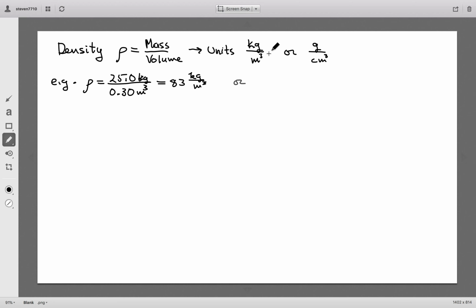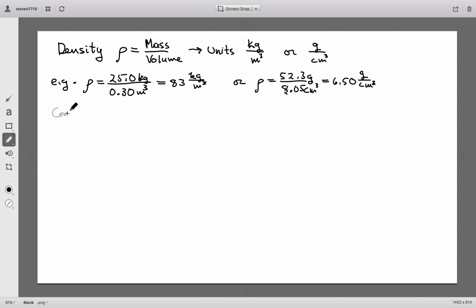Similarly, if we had an object, let's say it was 52.3 grams, three significant figures here, and it occupied a volume of 8.05 centimeters cubed, then its density would be 52.3 divided by 8.05. That's three significant digits for the answer, which is 6.50, and the combined unit is grams per centimeter cube.